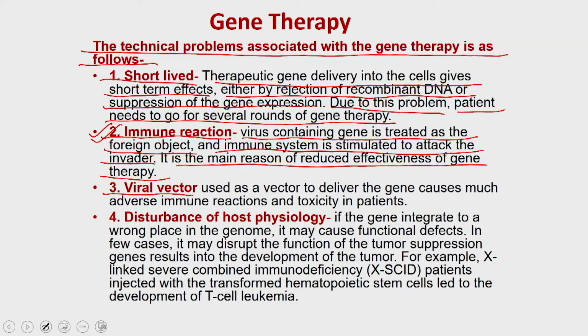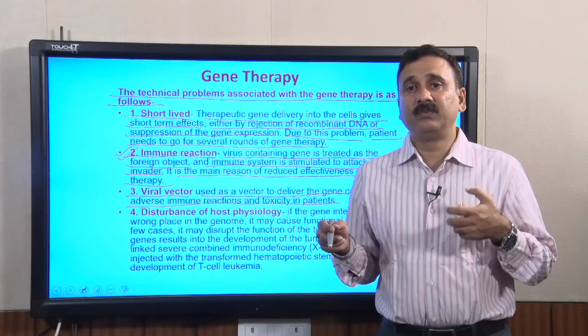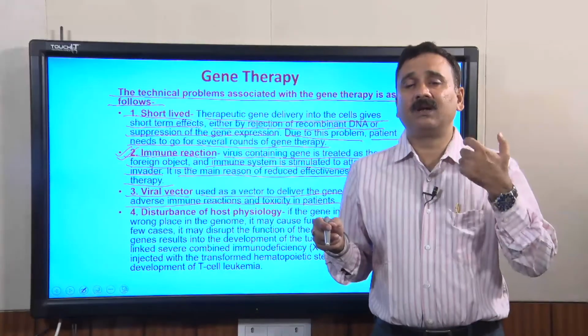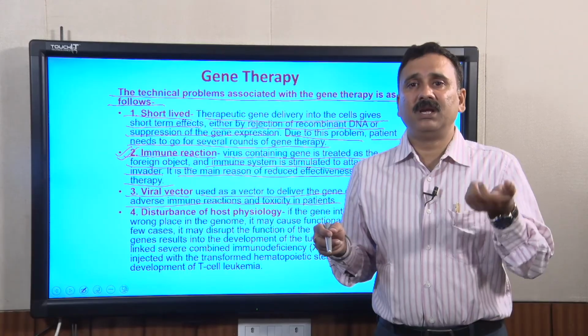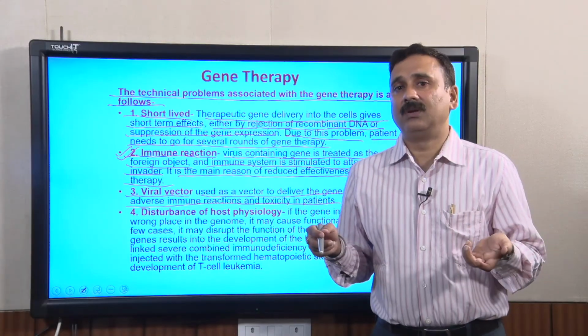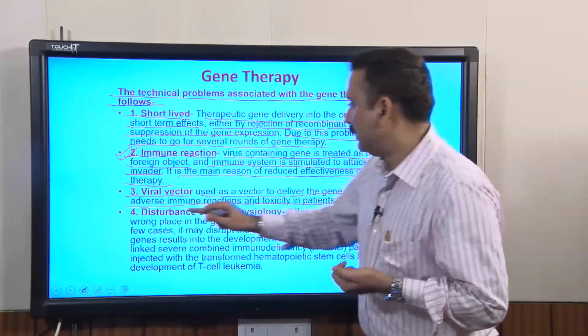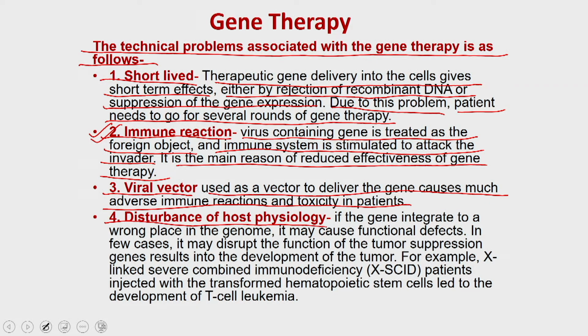Then the third, the viral vectors. The viral vector used to deliver the gene causes adverse immune reactions and toxicity in patients. Some people are very sensitive to viruses as well as viral derived products, and those people are going to show severe anaphylactic shock, and sometimes it may even lead to the death of that individual. Number 4, the disturbance of the host physiology, because whatever you are doing is an exogenous thing, it is going to disturb the human physiology.